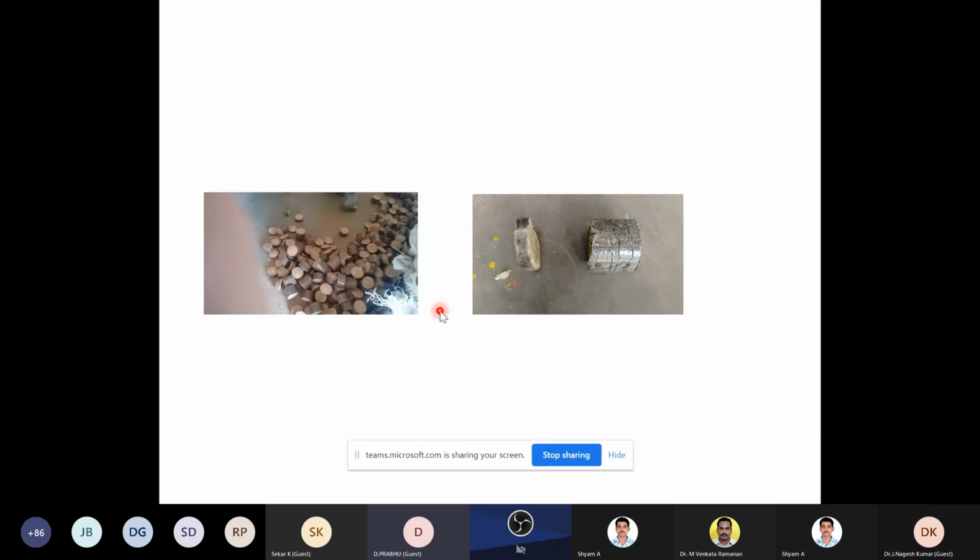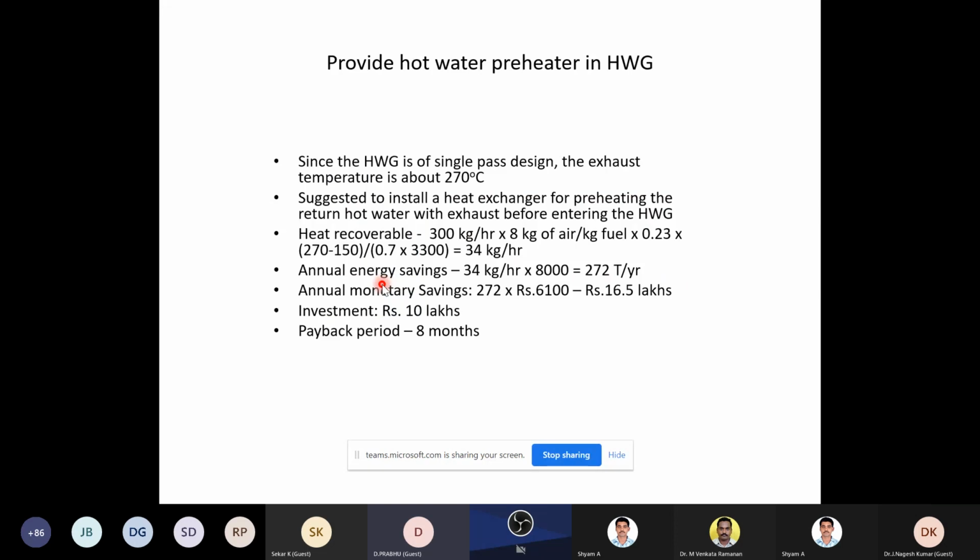Already the industry is very smart. They go in for the least cost fuel. So this is a sawdust briquette widely available in that area. And here the hot water generator is a single pass design.